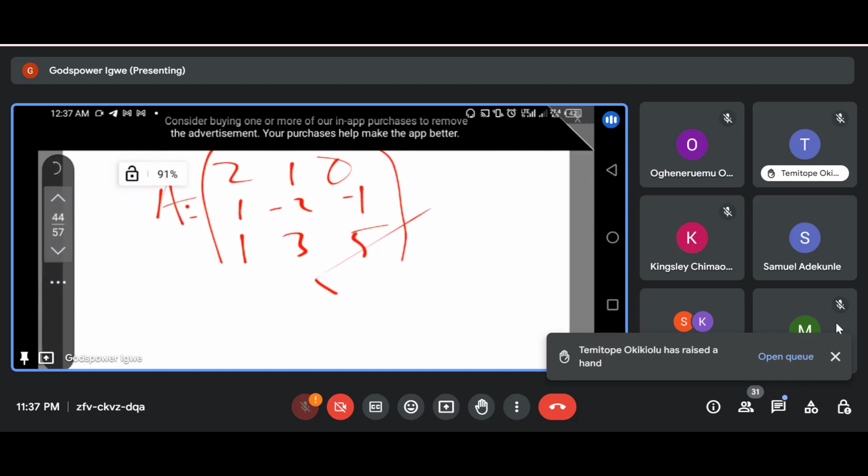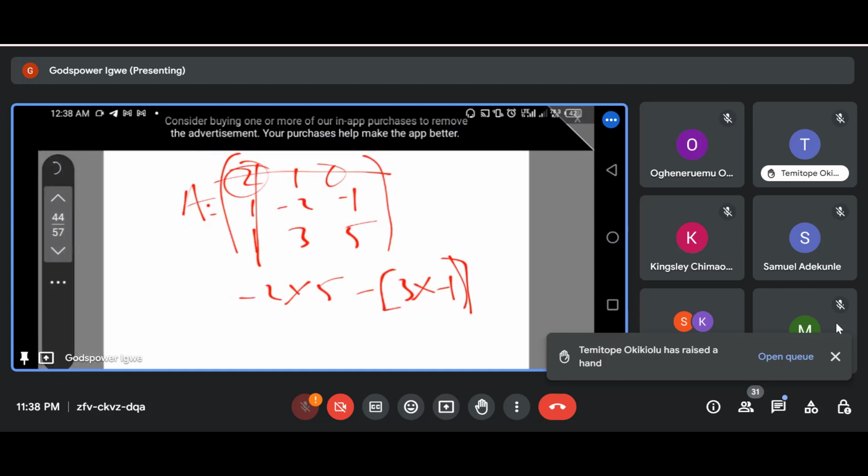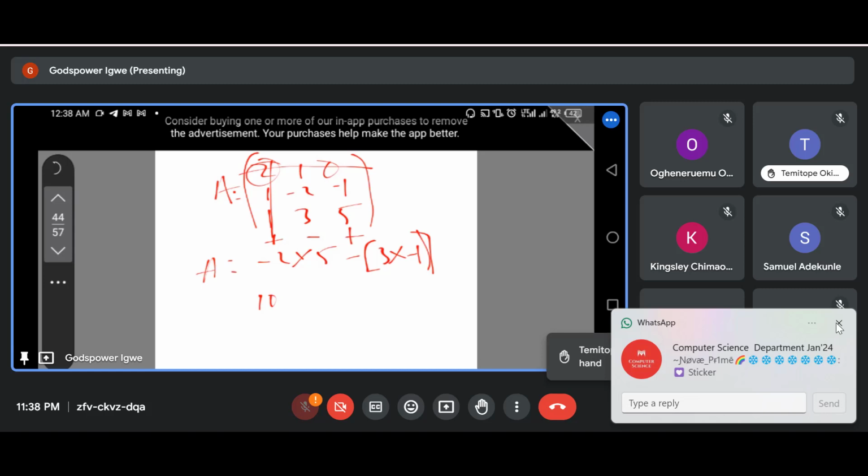Okay. So when you pick these two, you blind everybody here. So we are going to have minus 2 times 5 minus 3 times minus 1. We are going to follow the convention of here will be plus, here will be minus, and here will be plus. So by that, minus 2 times 5 is going to give us minus 10. Minus times minus is going to give us plus.